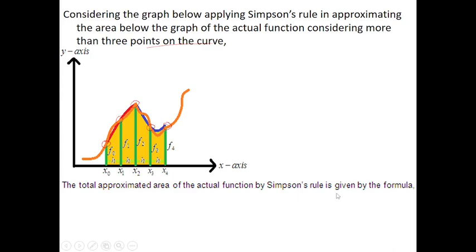In that case, the total approximated area of the actual function by Simpson's rule is given by this formula. This formula is equal to 1/3 h of f sub 0 plus 4f sub 1 plus 2f sub 2 plus 4f sub 3 and so forth. So it has a pattern, until we reach f sub n. That's the pattern.